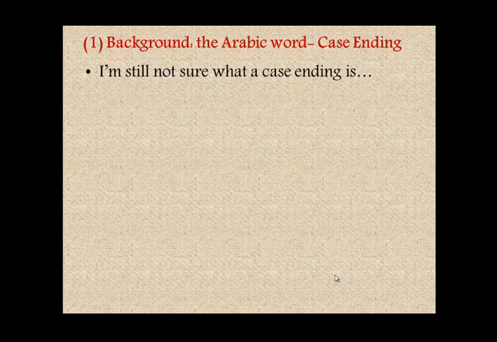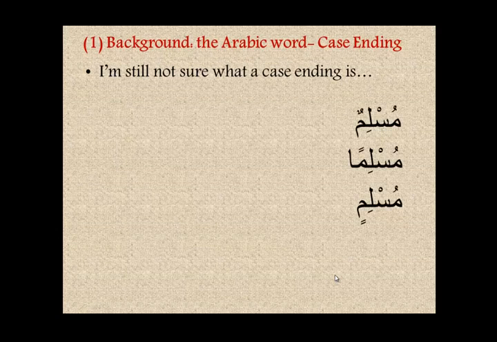Now, you might still be a little confused and not too sure what a case ending means. Let's consider a few examples. We have the words muslimun, musliman, and muslimin. All three words mean Muslim, but notice how the endings are different. We have a dammatan over here, a fathatan over here, and a kasratan down here.